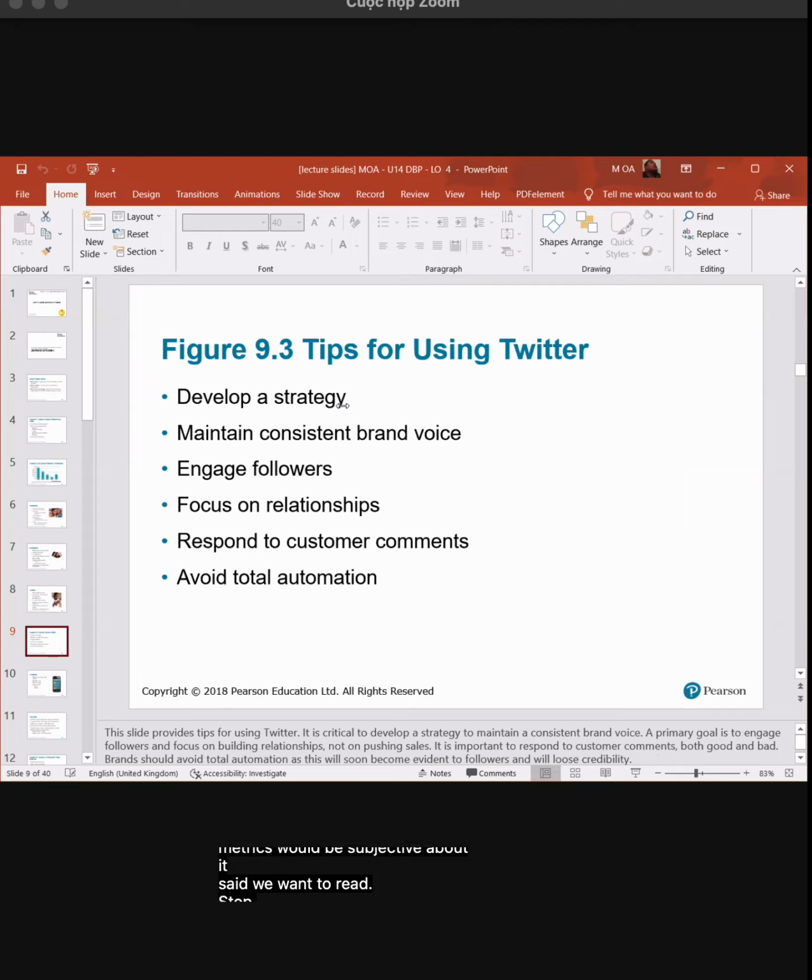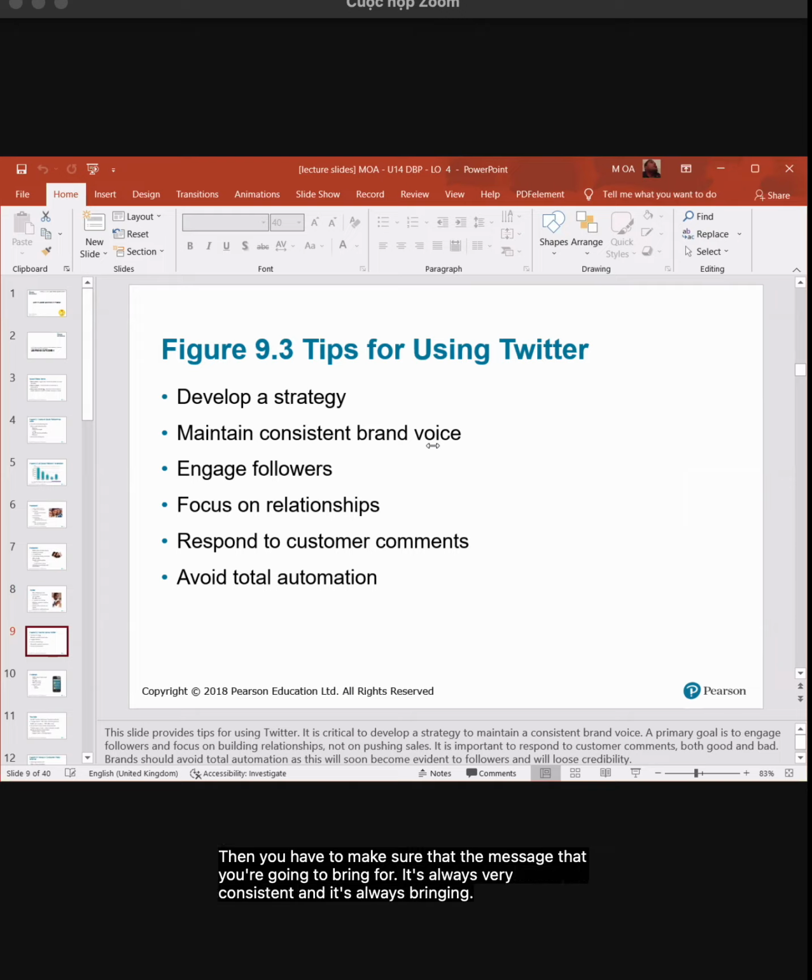And so when you are sending messages for that brand, you have to make sure that the message you are going to bring forward is always very consistent and always brings out the same message so that you don't confuse the users, right? The same message in the long term. You should focus on building relationships. That means that every message should help you make the customer feel more related towards you, and you have to answer the customer comments.